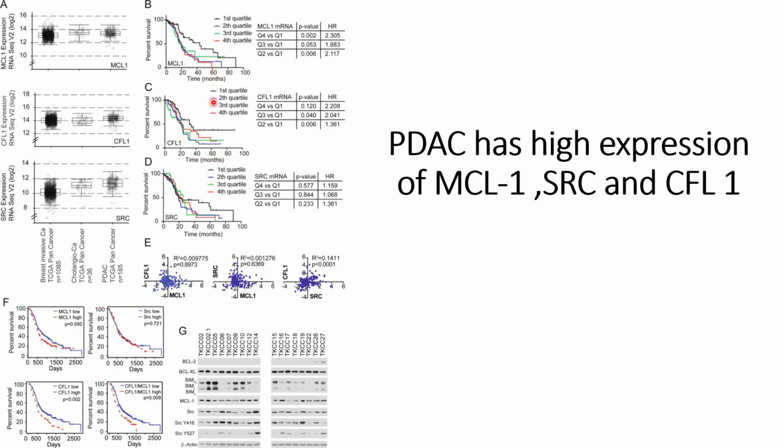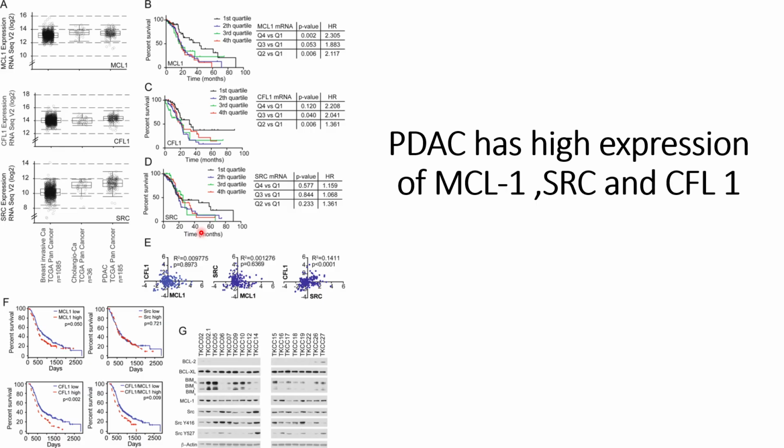They see low survival rate for the MCL1, and for CFL1 the survival rates are lower, but not as significant as we have seen in MCL1. And even in the case of SRC, we are able to see low survival rates. Here we see the low survival rates in the third quantile compared to the first quantile.